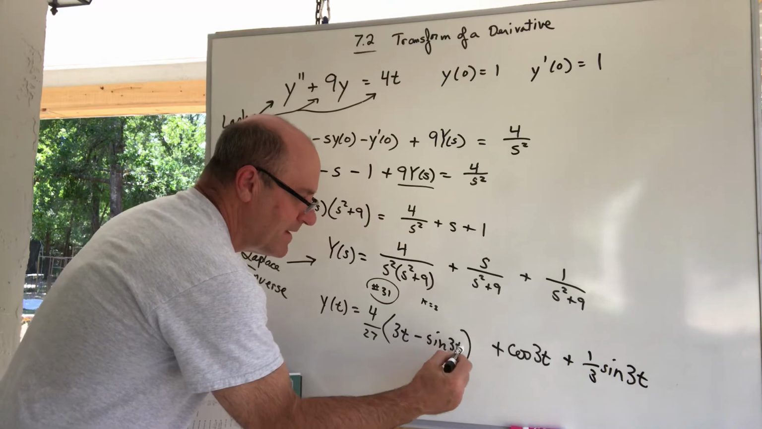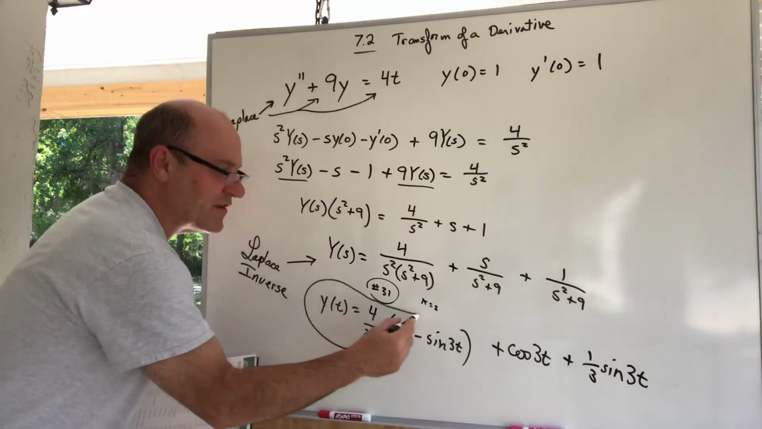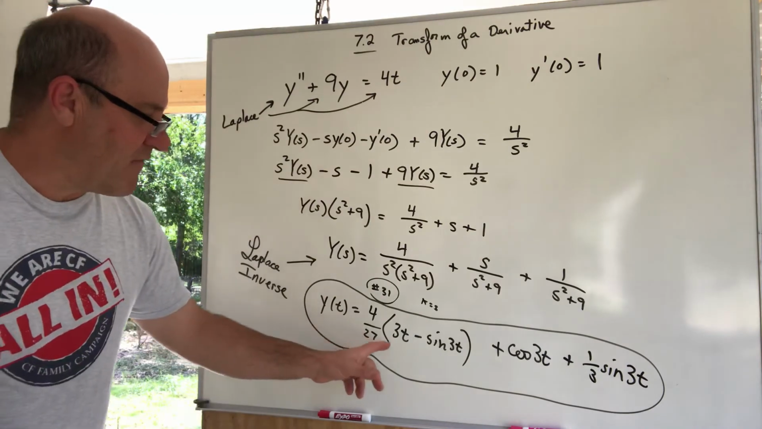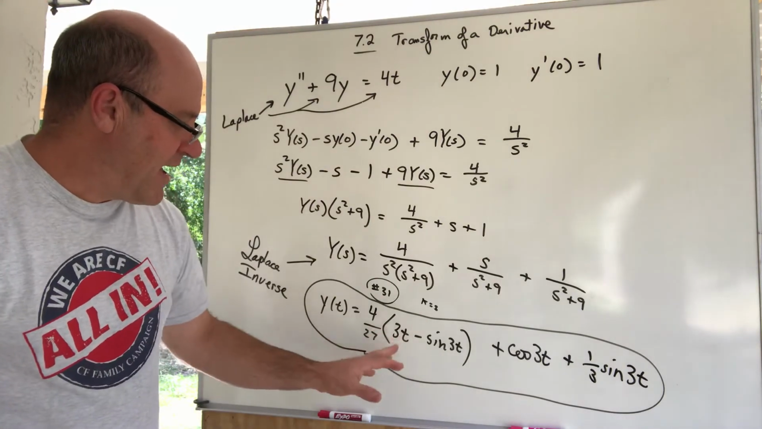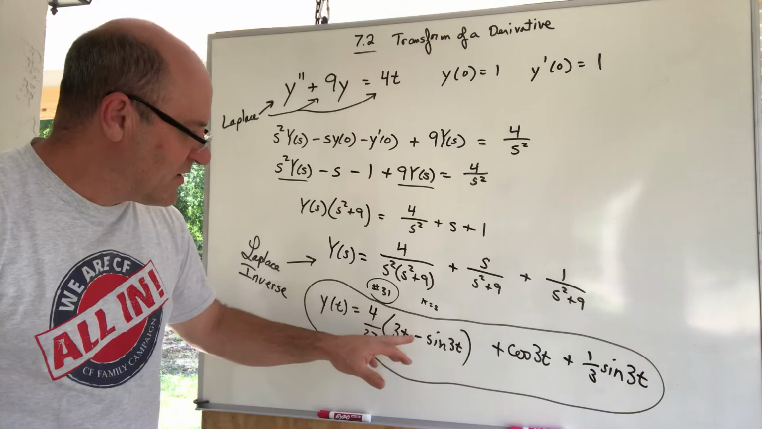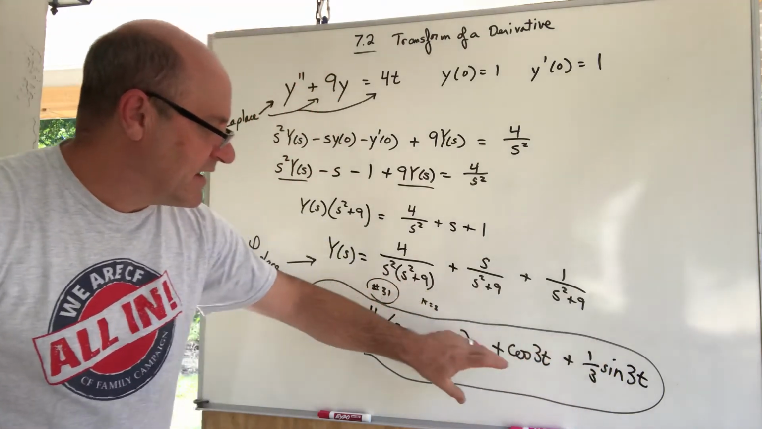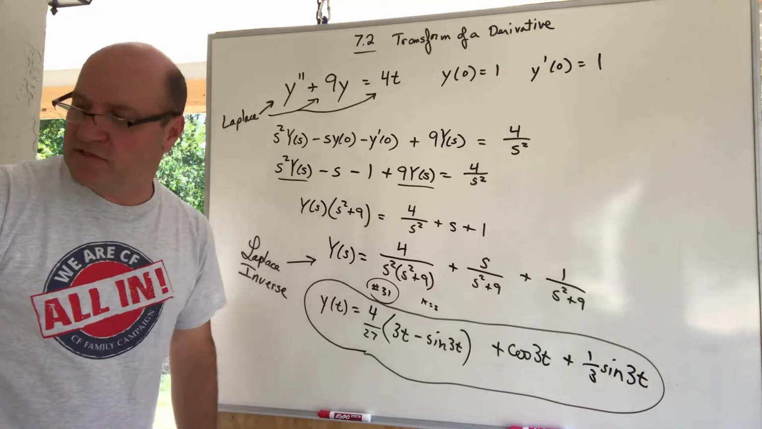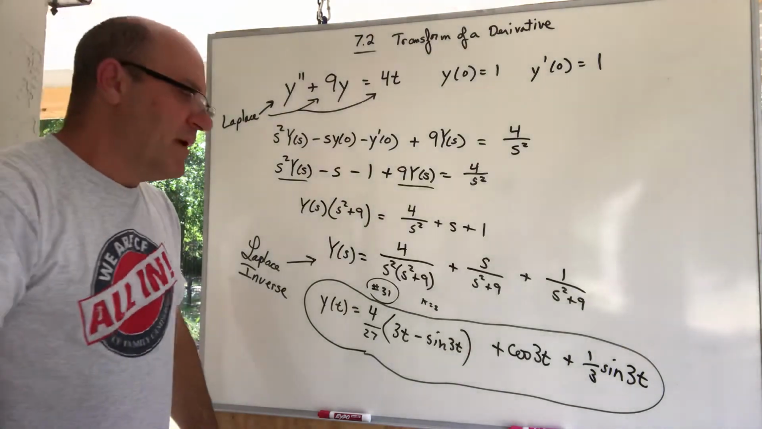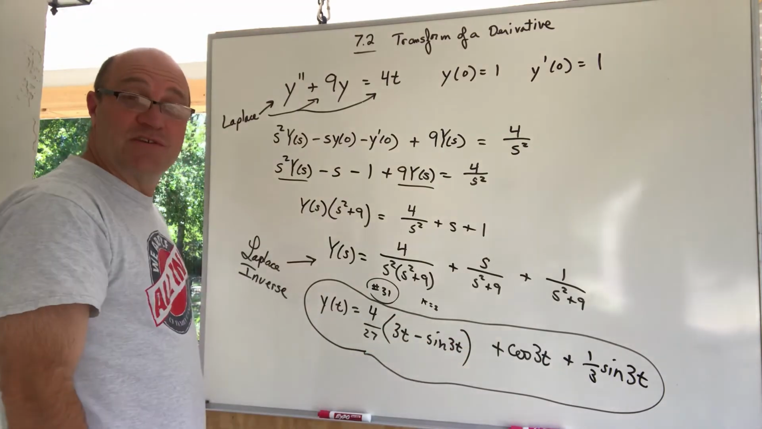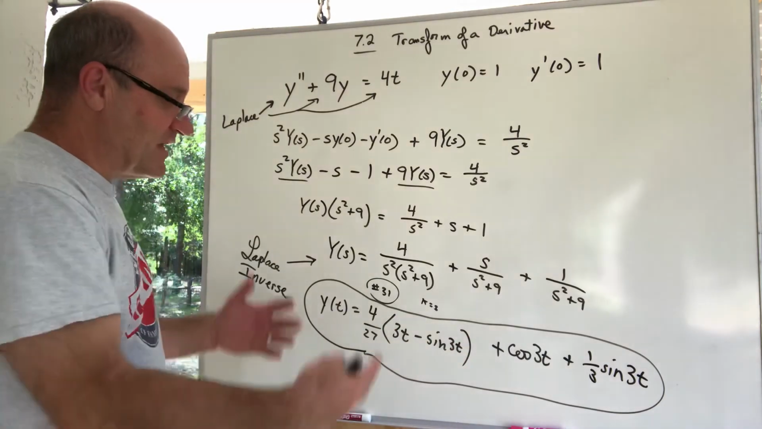Ta-da! We've just solved the differential equation. The truth is I could distribute that 4/27. I could combine a couple like terms. I could do a little cleaning. I could combine that sine 3t with this sine 3t and collect a couple like terms to clean this answer up. But the video's getting long already. Hey, that's cool. We solved a differential equation using Laplace transforms.